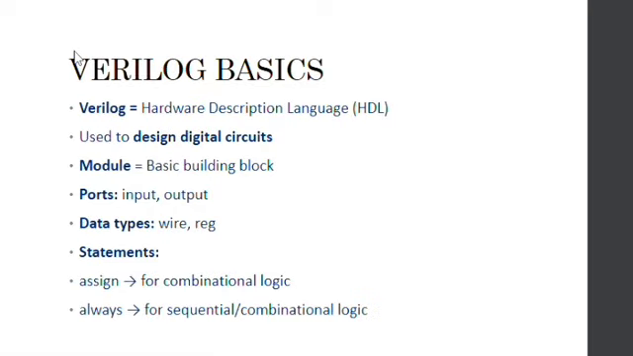Next, we have Verilog basics. Verilog is a hardware description language used to design digital circuits. The basic building block is called a module, which has input and output ports. Signals can be of type wire for connections and reg for storage. Combinational logic is written using assign, while always blocks are used for sequential or combinational operation.